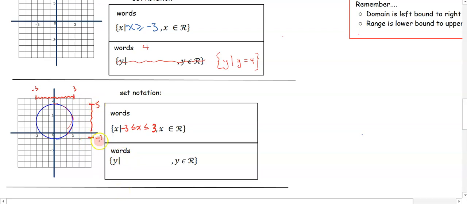So, how would I write between -1 and 5 inclusive? Well, again, remember the smallest number on the left, the biggest number on the right, and y is greater than or equal to -1, while at the same time being smaller than or equal to 5. Okay, so that's how you write between two values.